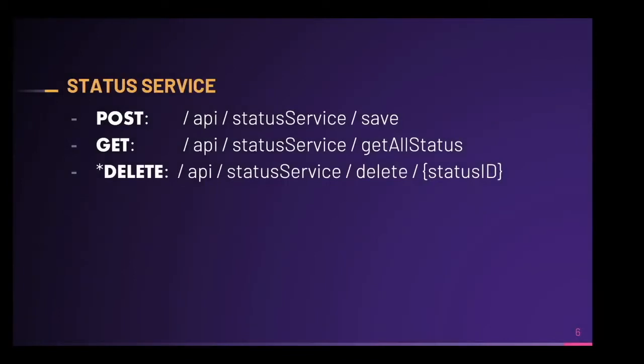Now the next service that we will be using is the status service, and similarly here we will have three endpoints. One is the post for saving the data into the database, get for retrieving the status information from our database, and delete for deleting a particular status from our database. You can see I have given a star mark here because I won't be implementing this functionality. Rather, I will keep this as an enhancement problem for you so that you can implement this at home and learn something from my tutorial.